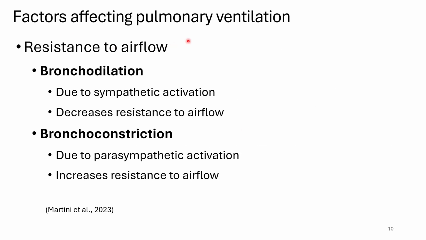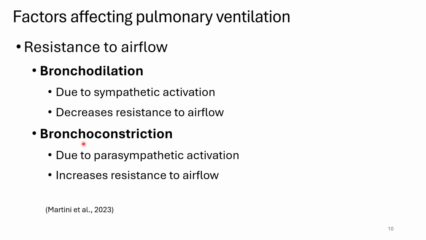The factors affecting pulmonary ventilation include the resistance to the airflow. If you need to increase the surface area, there is bronchodilation. It happens when sympathetic activation increases and decreases the resistance to the airflow. That is actually used in bronchodilators like albuterol and salmeterol, which are used for bronchodilation at the time of asthma.